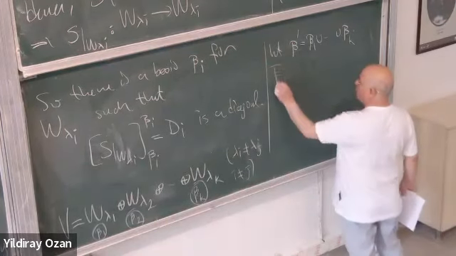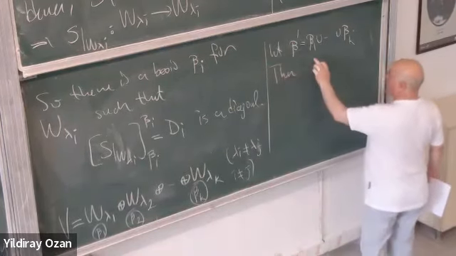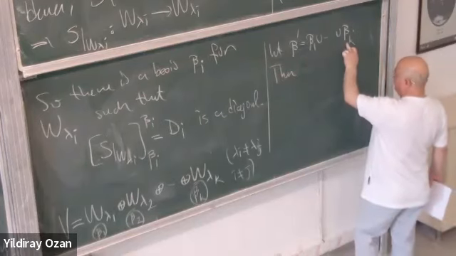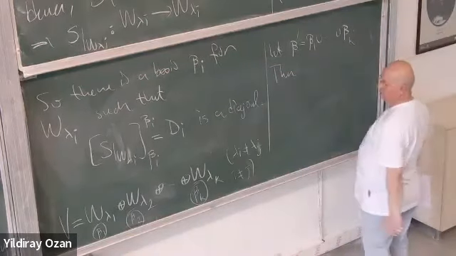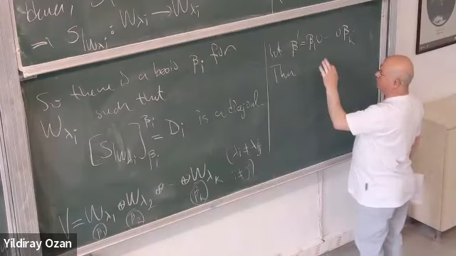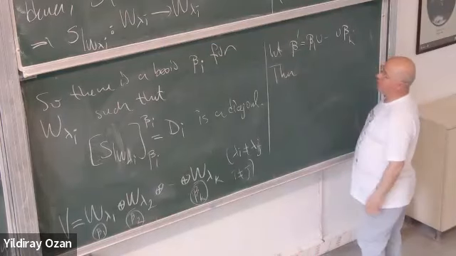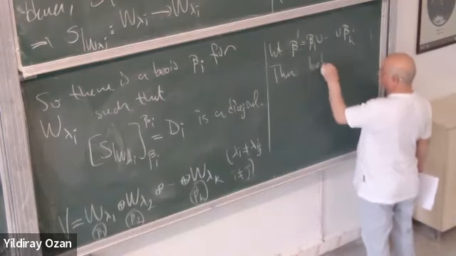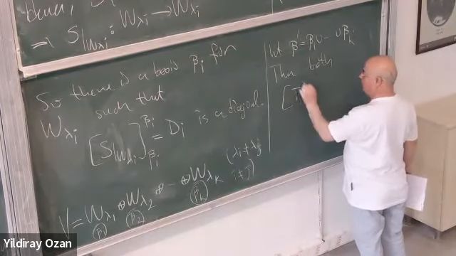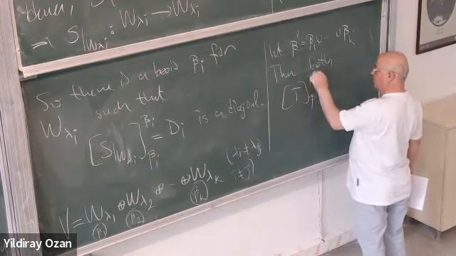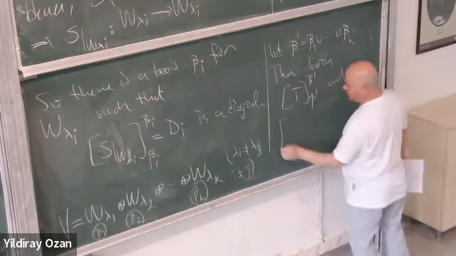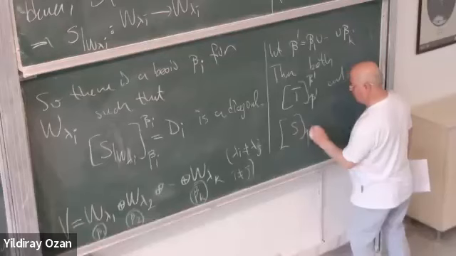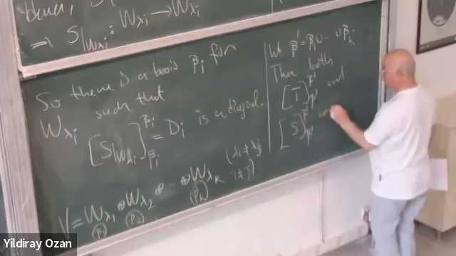But then, of course, this is a basis in which both S and T are diagonalizable. Then both T and S are diagonalizable.